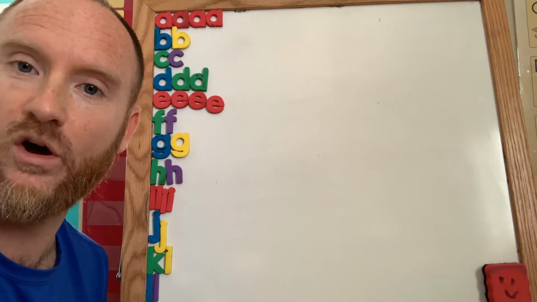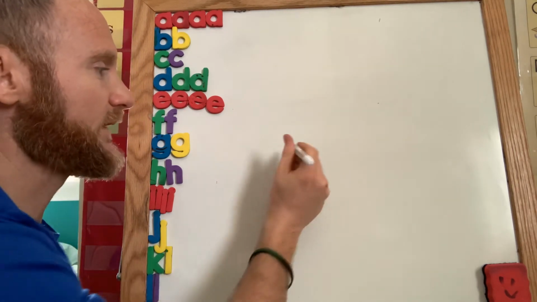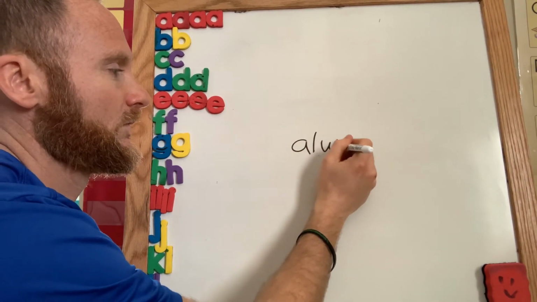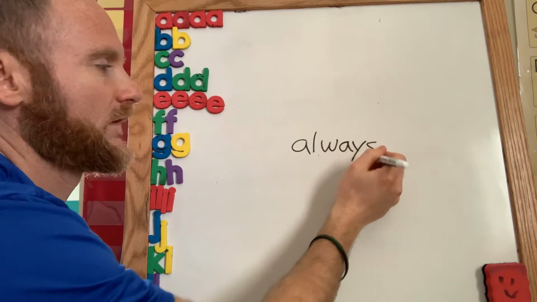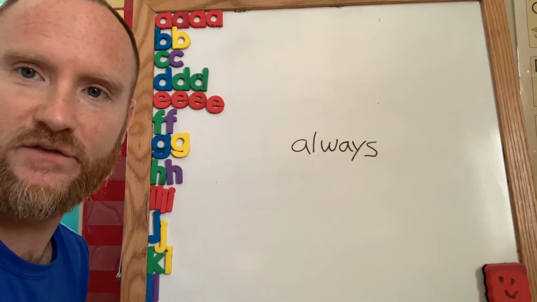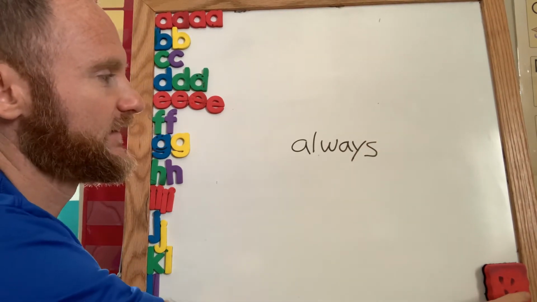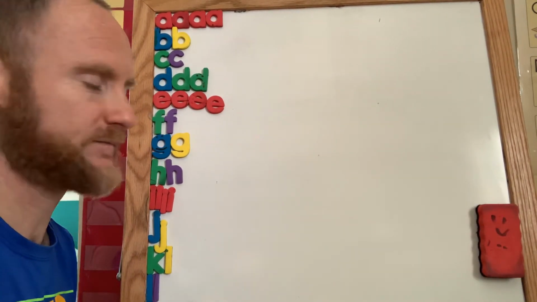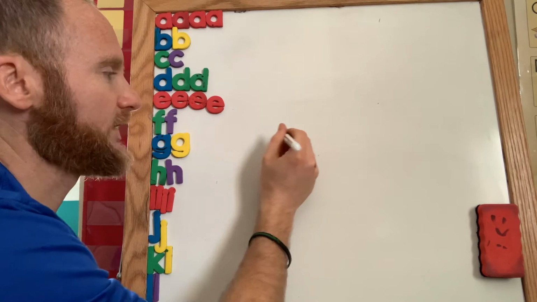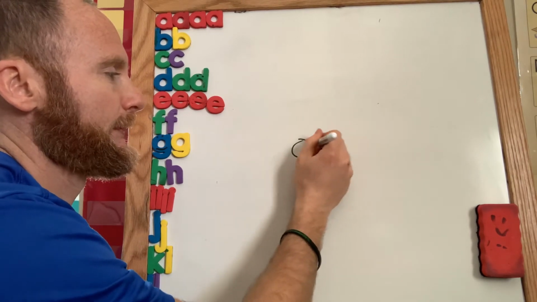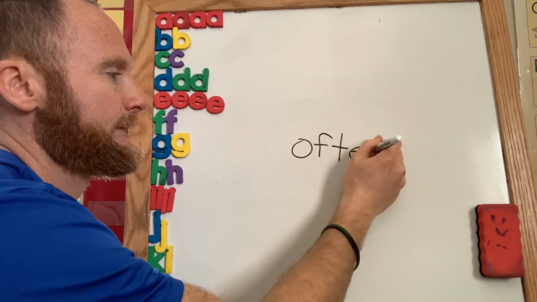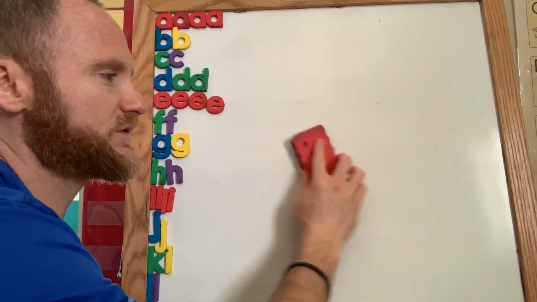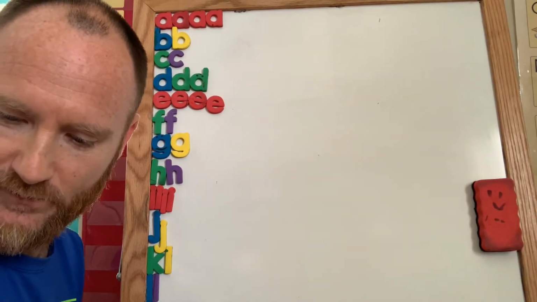Once you try the word always, pause it and you try. Okay, check your work. See if you spelled it just like me. All right, here's another one. Often. Pause it and you try. Okay, were you right? Good. Remember, these are review, so you should be getting most of these.